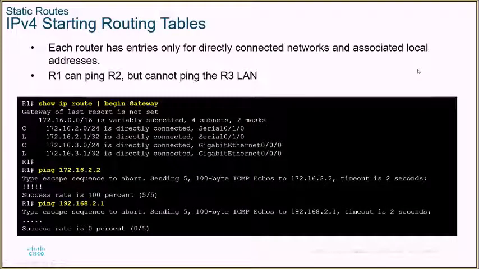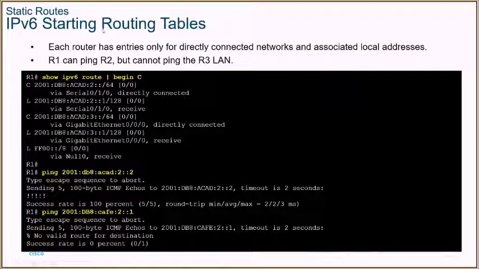Okay, so each router has entries only for the directly connected networks and associated local addresses. On router 1, as I said, you've got 2 directly connected networks, and of course you've got the local addresses. And so that works nicely. You can ping routes in the networks that you do have in the routing table. You can't ping ones that you don't. With IPv6, the situation's much the same, just that it's the IPv6 addresses that are incomplete.